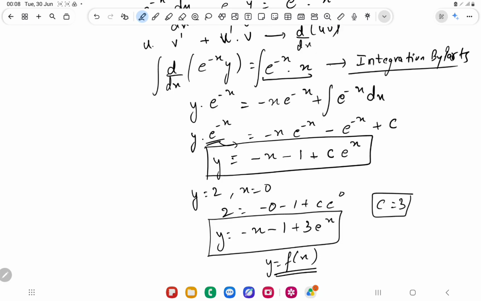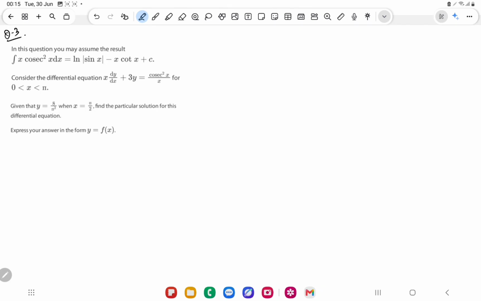Now let's move to the next one. In this question, we have to use this result, and my differential equation is this. Since the conditions are given, we have to find the particular solution, and my answer should be in y equals f of x form. So let's start.